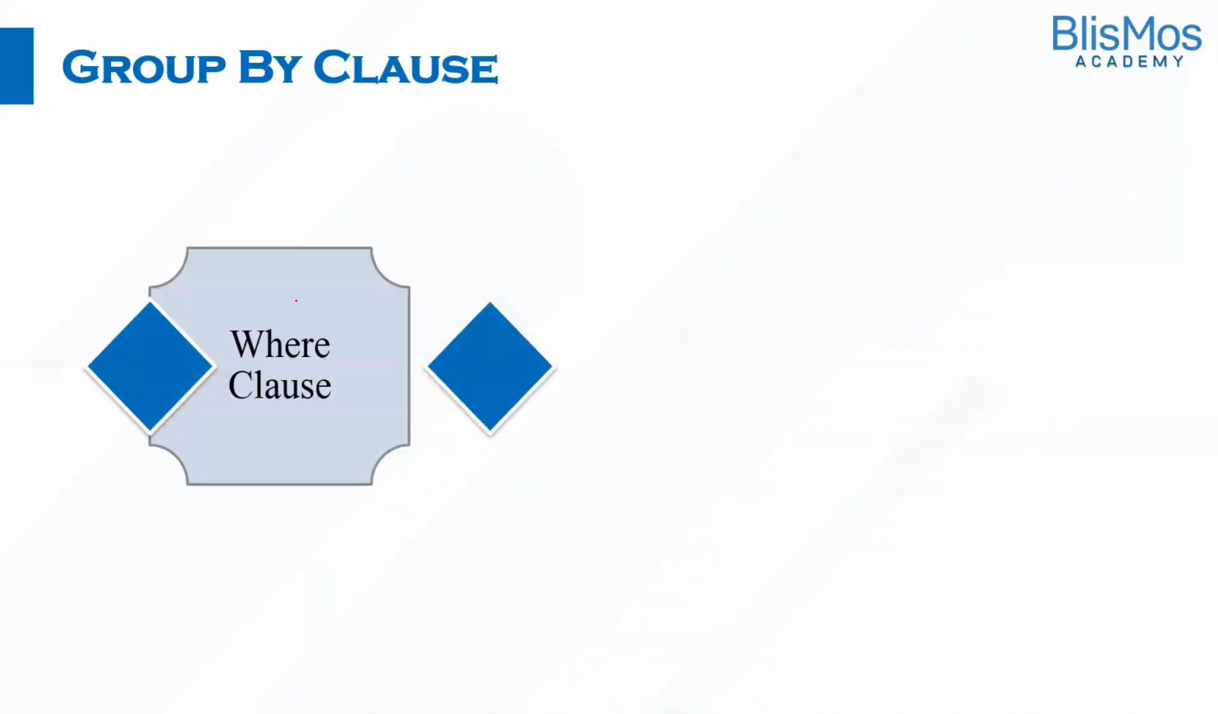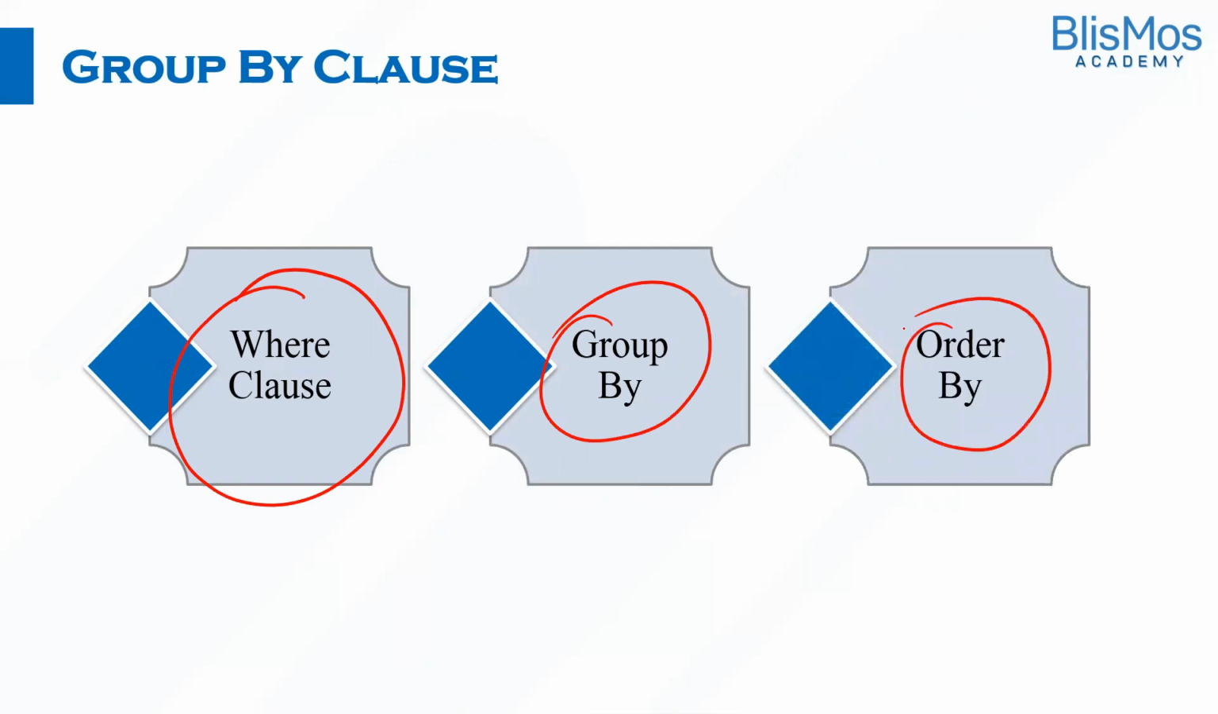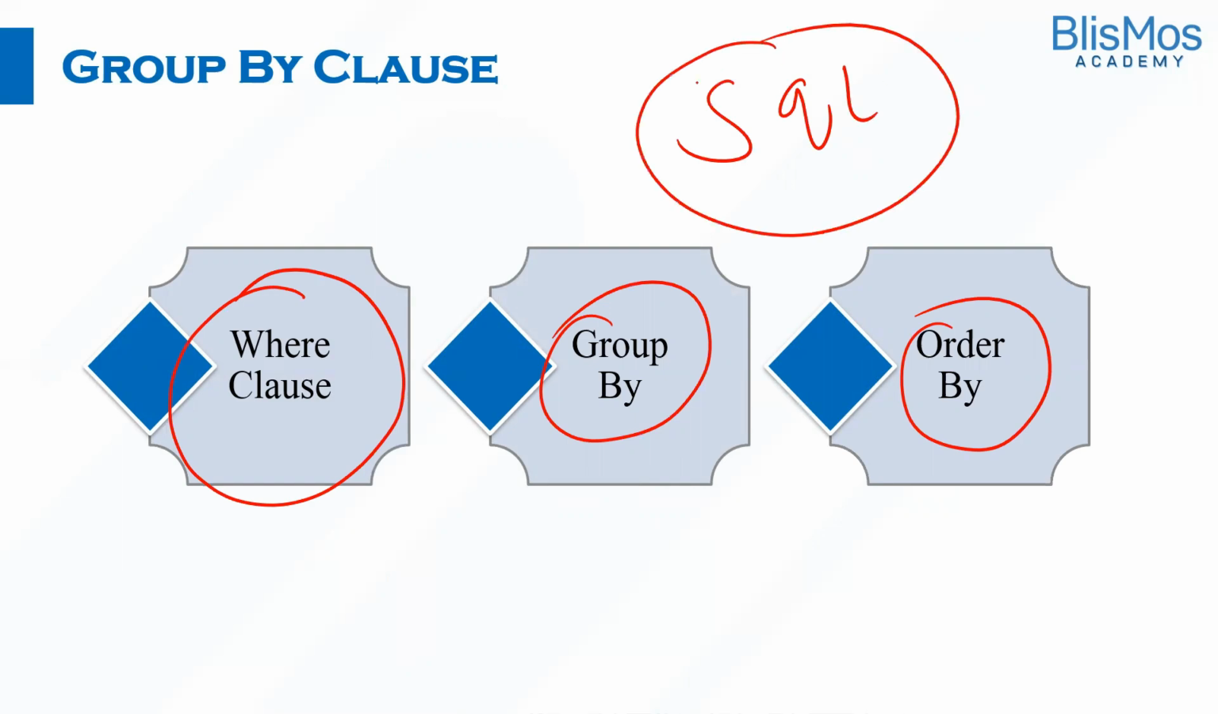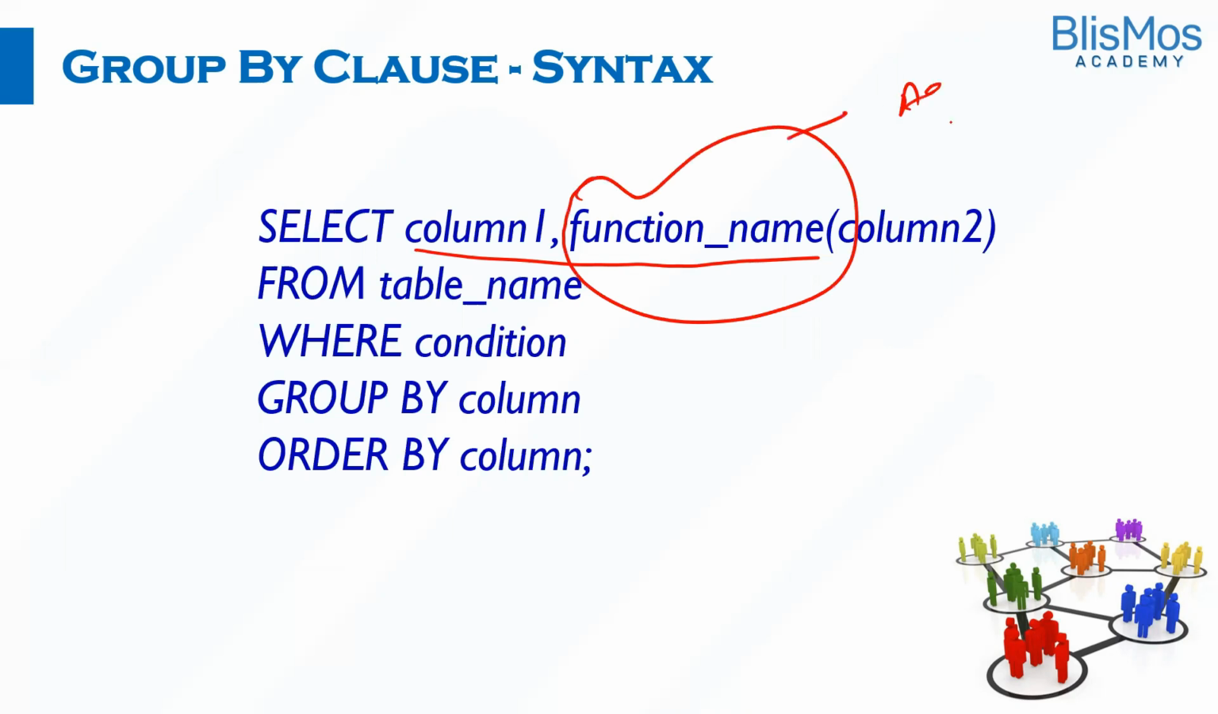Usually, whenever you are using a group by clause, first we provide a condition with the where clause, then followed by group by, then followed by order by. This is the sequence we follow while using group by in SQL. How do we really use the group by? The syntax goes like this. We select the columns and specify the aggregation function. As I said, it can be sum, average, min, or any aggregation function. And specify the table name.